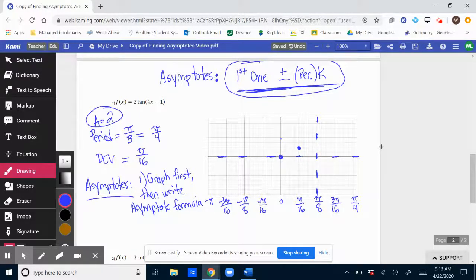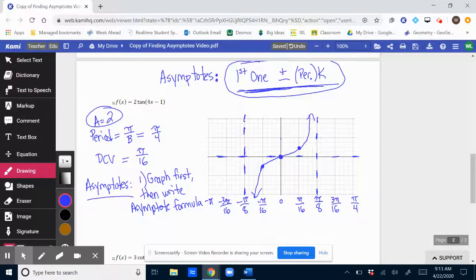Okay, now I'm going to go to the left. I just want to create one period here in the middle. Next DCV over, now I have to go down by A, and then 2 away is an asymptote. Okay, now these 3 have to connect to create our curve. Approach your asymptotes in both directions without touching it. Okay, so this is the general way you're going to create a tangent graph every time.